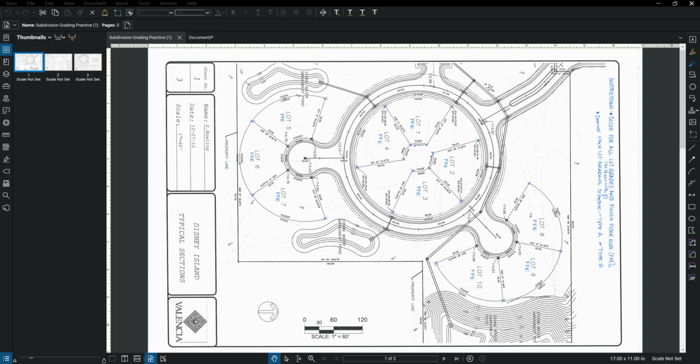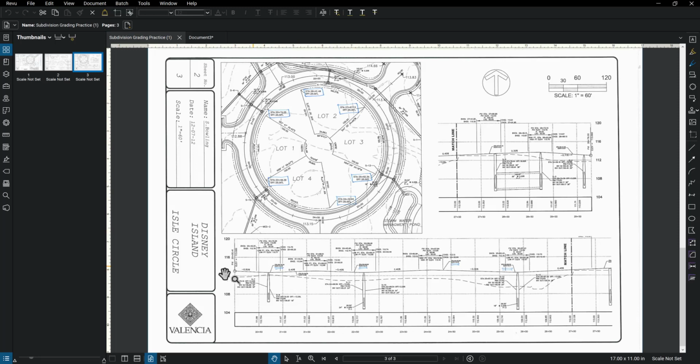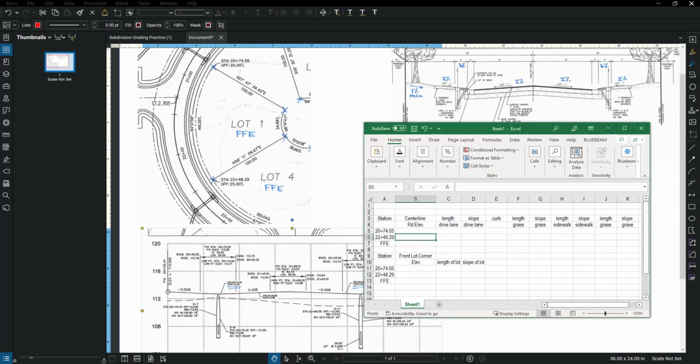In this video, I'm going to show you how to do a couple calculations for the type A and B lots for this assignment. I'm going to take a look at lot 1 first, and I'm going to use the typical road section, and I'm going to use the profile to get the information. So all I did was screenshot these and put them into one group, so you'll have all the pieces here so you can see as I go along. I'm going to do this in Excel.